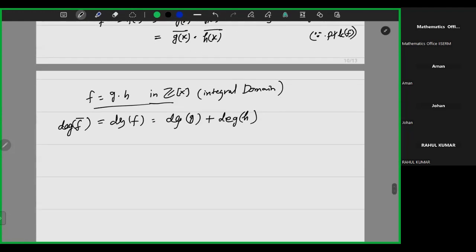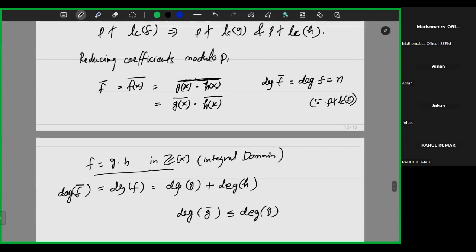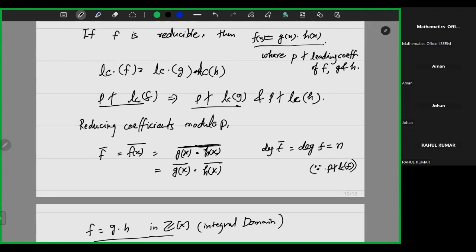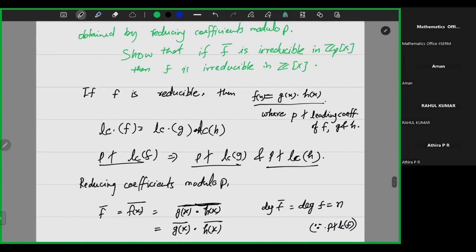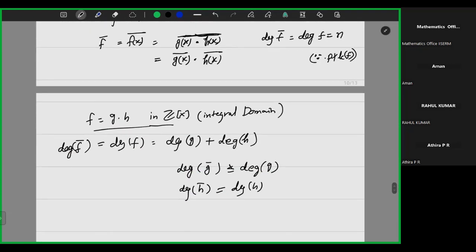What about the degree of G bar and H bar? The degree of G bar would be less than or equal to the degree of G, right? Because once you reduce the coefficients, either the leading coefficient stays non-zero or it can become zero. But in our case it is not going to be zero, because P does not divide the leading coefficient of F, hence P does not divide the leading coefficient of G, as well as the leading coefficient of H. So the degrees are strictly equal. The degree of H bar is also equal to the degree of H. And because initially we have taken G and H with degree bigger than or equal to, okay, sorry.